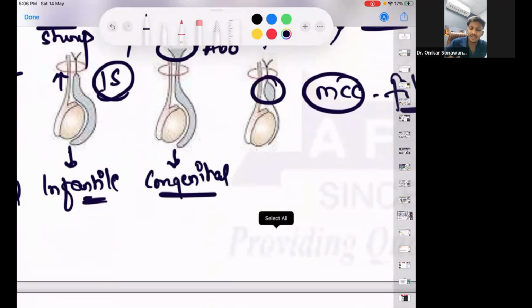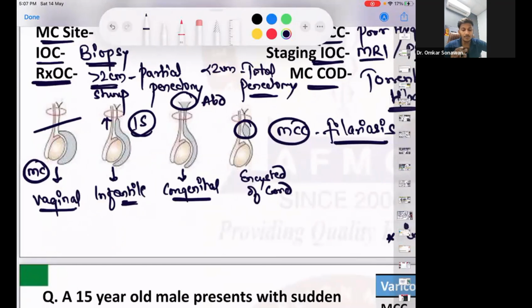And when the cystic swelling is only limited up to a certain part of the cord, then this is called the encysted hydrocele of the cord. No issues with this. Most common is vaginal overall. Inguinoscrotal swelling is seen in infantile hydrocele. Communicating hydrocele is a congenital hydrocele.